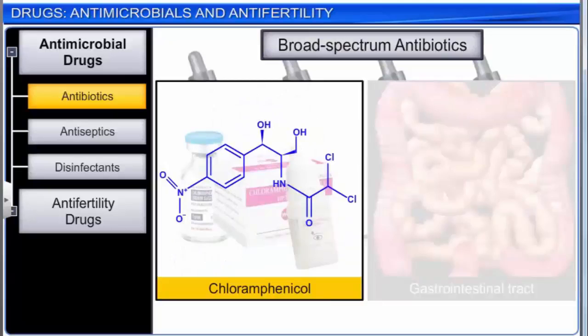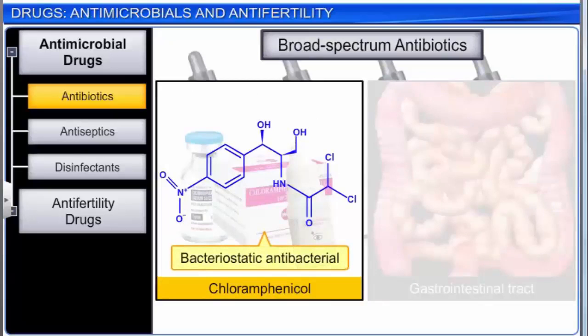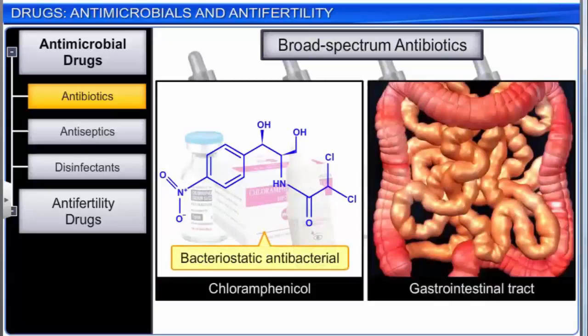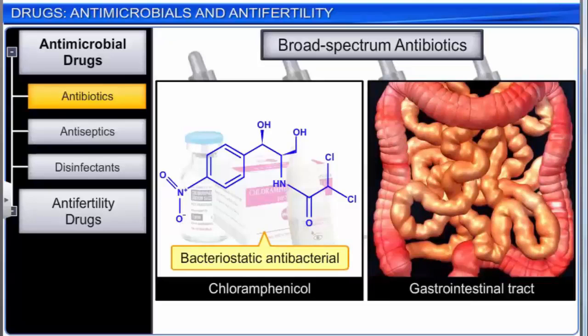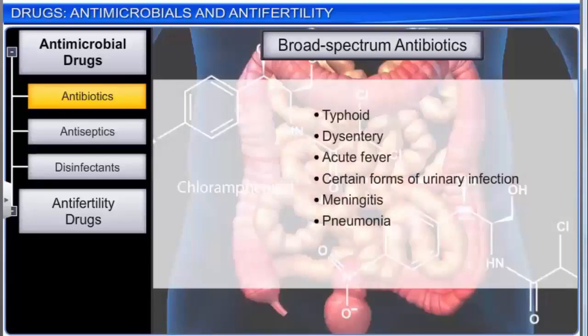Chloramphenicol is a bacteriostatic antibacterial that is rapidly absorbed from the gastrointestinal tract and, therefore, can be given orally in case of typhoid, dysentery, acute fever, certain forms of urinary infection, meningitis, and pneumonia.